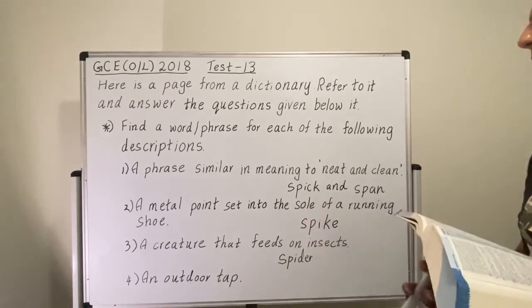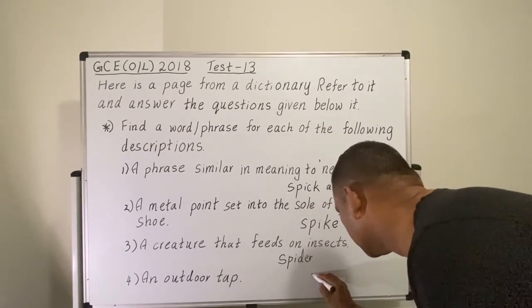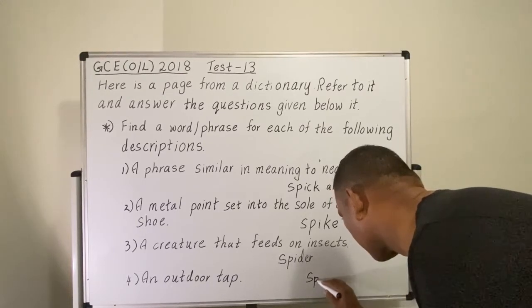So the word that we need to find is an outdoor tap. So what is the word? It is spigot.